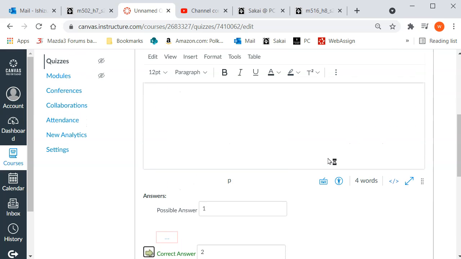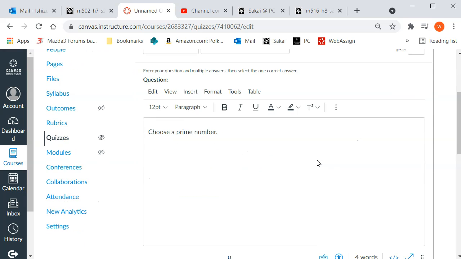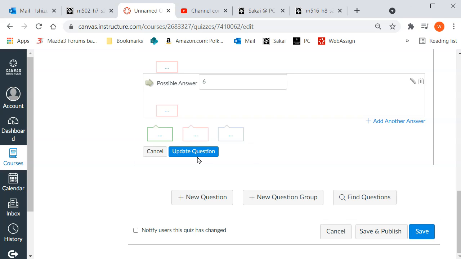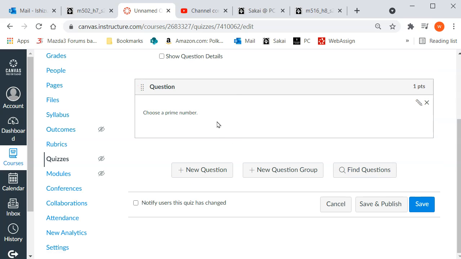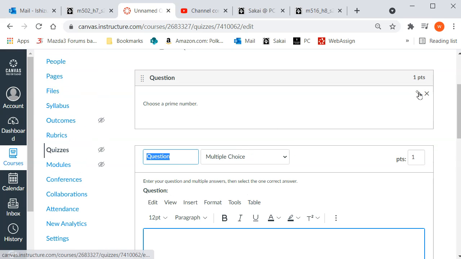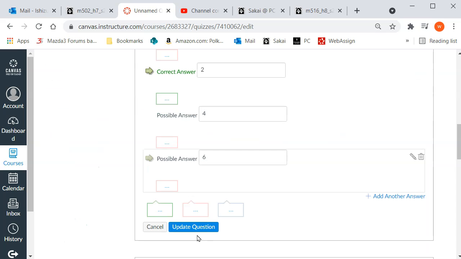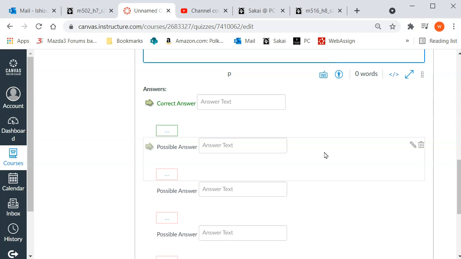And we can actually determine the points. Let's say 1 point is probably good, so I'll just put 1 point. And then update questions. So we have a question there. And I'm going to add another question. Next one, it has to be true, false. So actually, I'm going to name this question part A. And update.